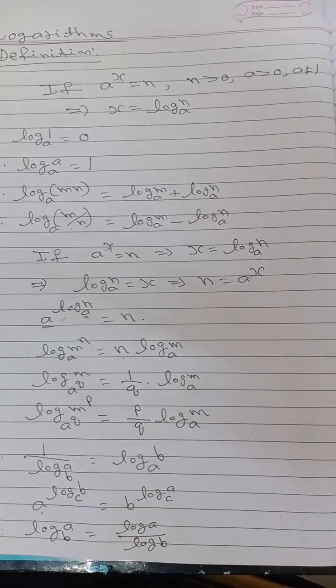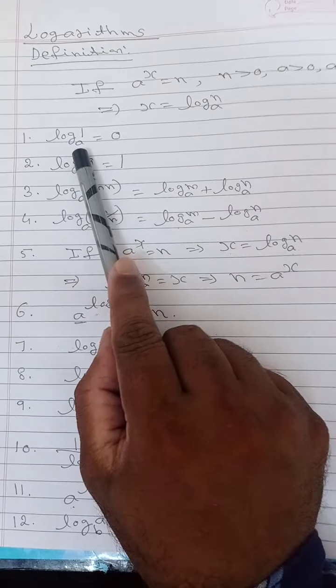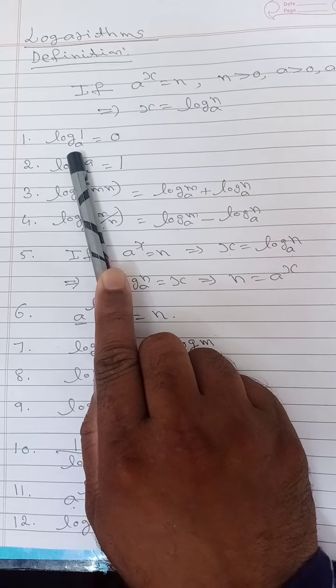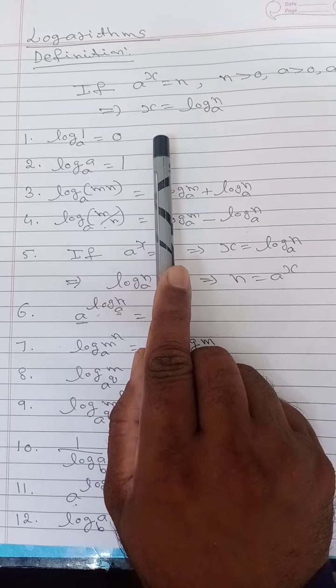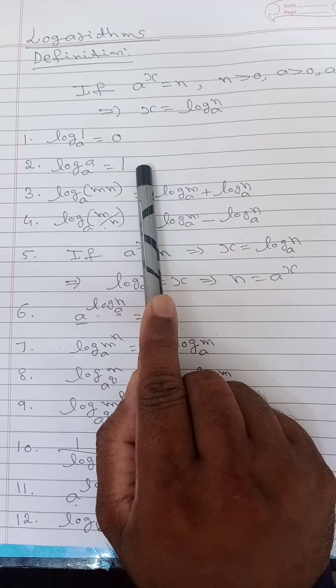Now the properties of the logarithm. The first property is log 1 to the base a: for any positive base where the base is not equal to 1, the logarithmic value of 1 is always 0. Similarly, log a to the base a is always equal to 1.